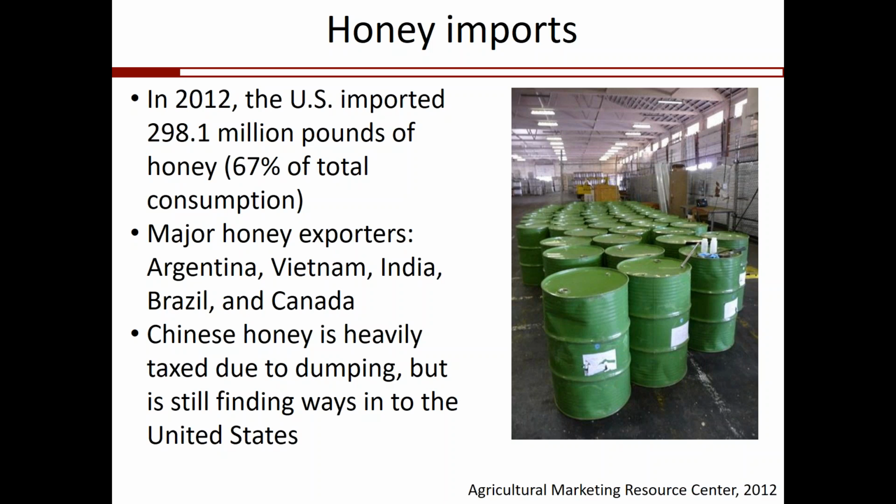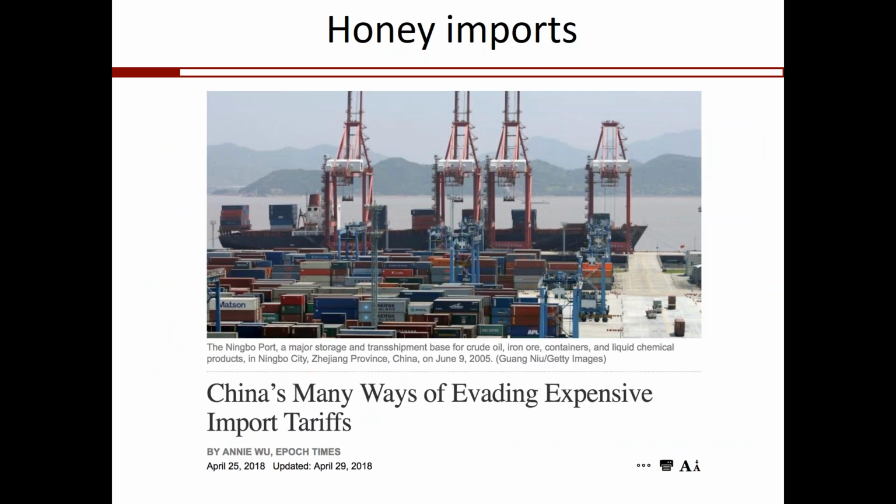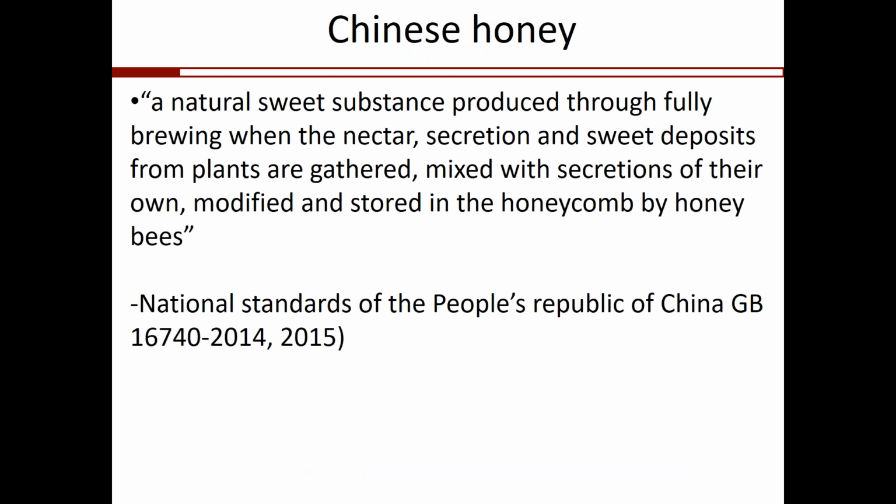However, unfortunately, even though it's heavily taxed, the Chinese honey is still finding its way into the United States. Here, this was an article that was just published this year, stating exactly that. The Chinese have found a way to evade this import tariff, and they do this by sending out their honey to a third-party country such as India, and they get to relabel the honey and everything, and then they sell it back to the United States as Indian honey or Argentinian honey, and so on and so forth. So they avoid this heavy tax by doing that.